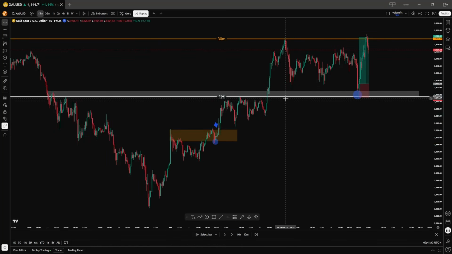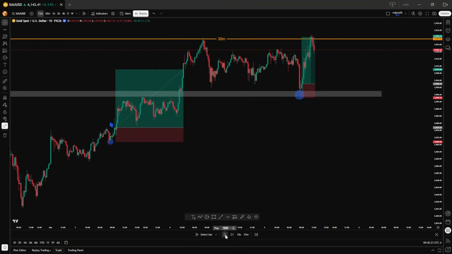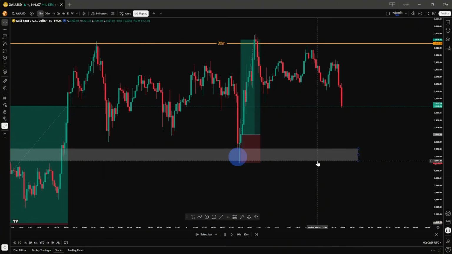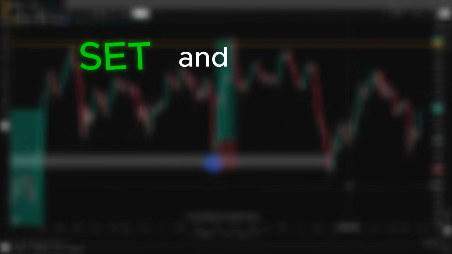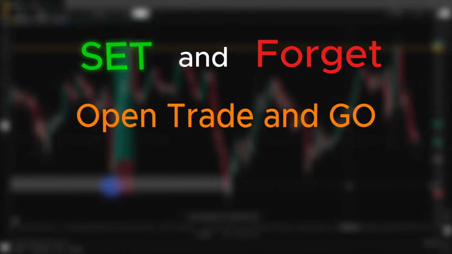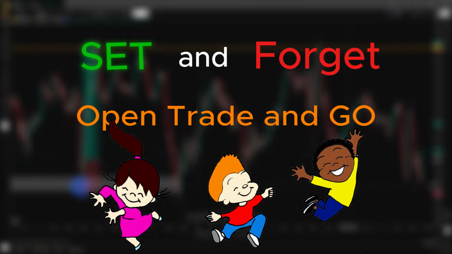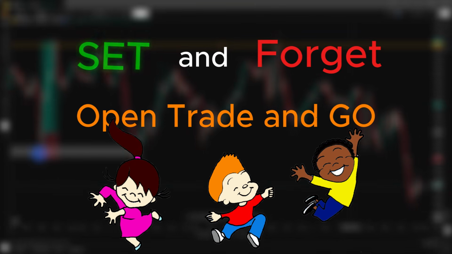We clear out the old zones and wait for new breakouts. You can see price goes into a range, but we just stick to the plan. Alex Gonzalez always emphasizes the sit and forget approach. Open your trade, set your stop and target, then go enjoy life, hang out with your friends or your neighborhood girls. I made that part up.